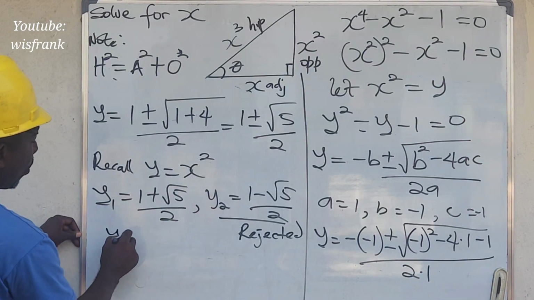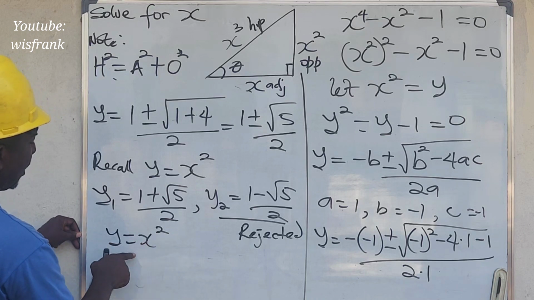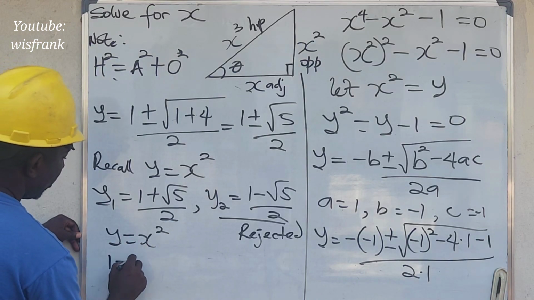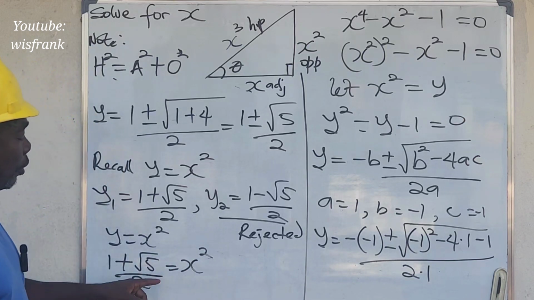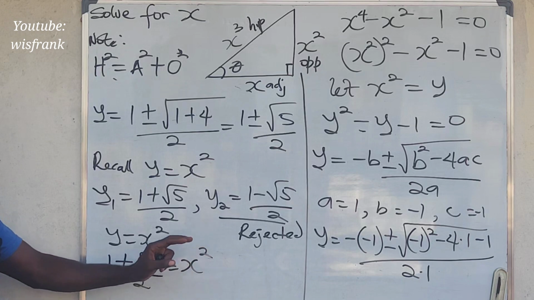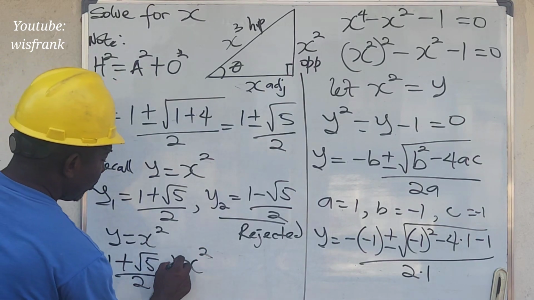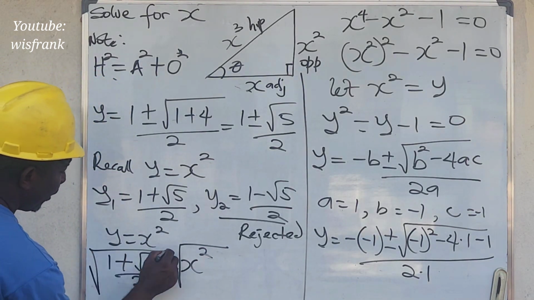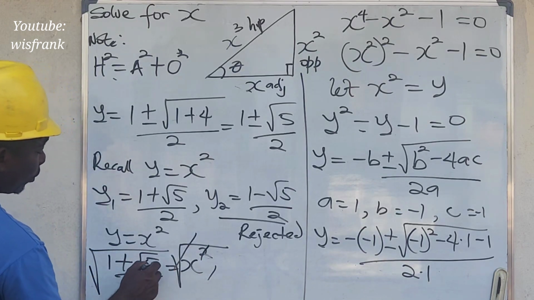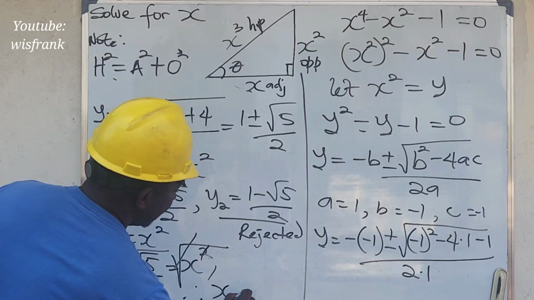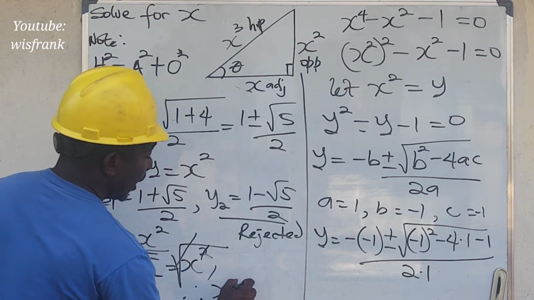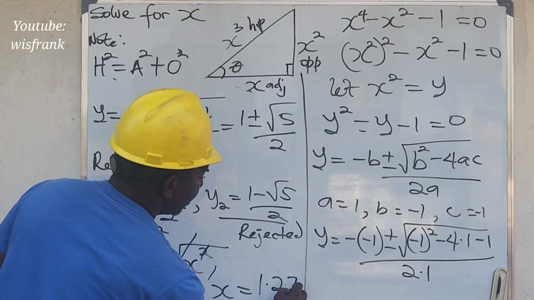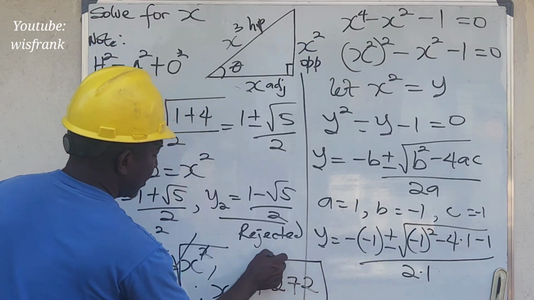So here we say that our y equals x to the power of 2. So in this case, y, which is 1 plus root 5 all over 2, equals x to the power of 2. For us to remove this power of 2, we need to apply the square root to both sides. So this will become the square root of this one and the square root of here. So the 2 cancels the square root. Therefore, our value of x equals the square root of 1 plus root 5 all over 2. So when we punch in our calculator, this will give us x equal to 1.272. So this is the value of x that we have.